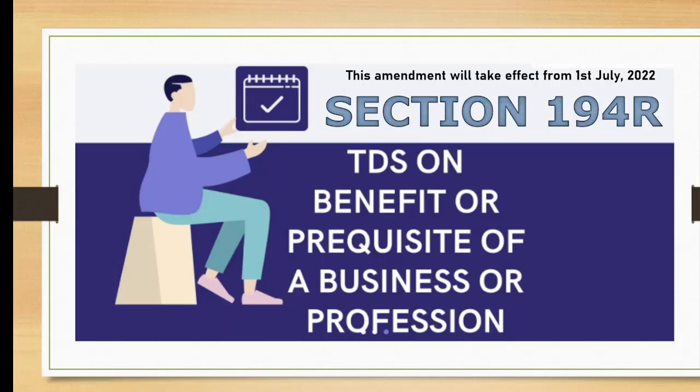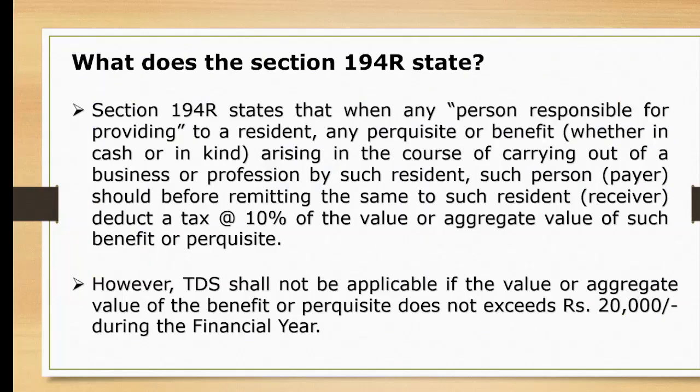So 194R. What is section 194R? 194R asks the payer, while giving any benefit or perquisite during the previous year, if the total value of such benefit or perquisite is more than 20,000 to a single person, then the income receiver is required to declare that income under PGBP, that is profits and gains from business or profession. This is correlated with section 28(4) of the Income Tax Act. Then TDS at the rate of 10% is required to be deducted. That is what this section 194R says.